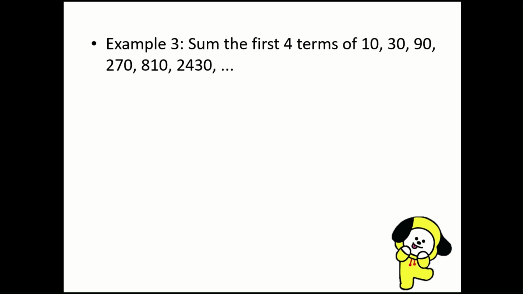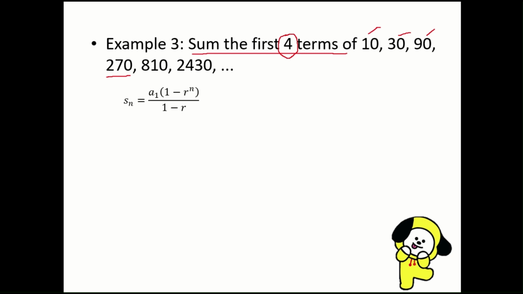Alright, example number 3 is the sum. Find the sum of the first 4 terms only. Again, 4 terms: 1, 2, 3, 4. So it should stop here. Actually, you can use your calculator by adding them. 10 plus 30 plus 90 plus 270, and you get the answer.